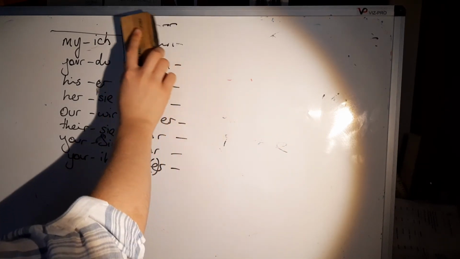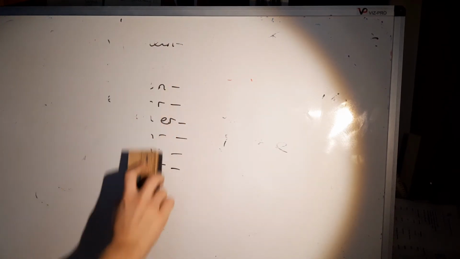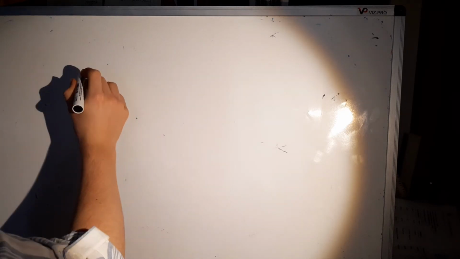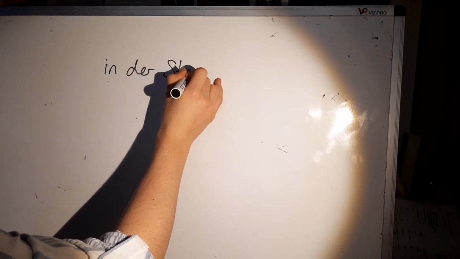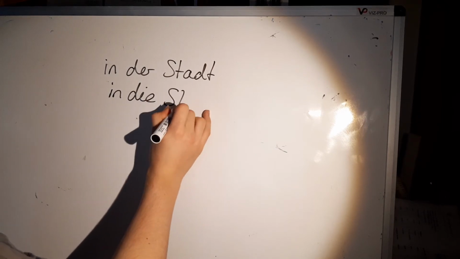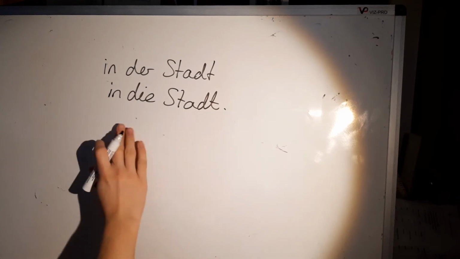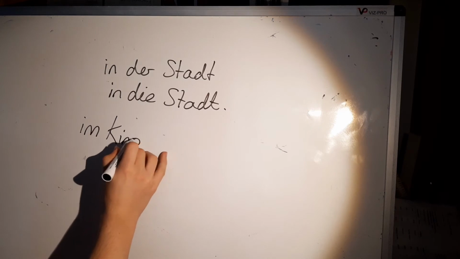So let's start on the actual cases. The best way to start off explaining cases is, because I remember when I was in Year 7 and 8, when we were talking about going to town or being in town, there was a difference between in der Stadt and in die Stadt. And I'll explain that difference to you in a bit. It's the same difference as having im Kino and ins Kino.